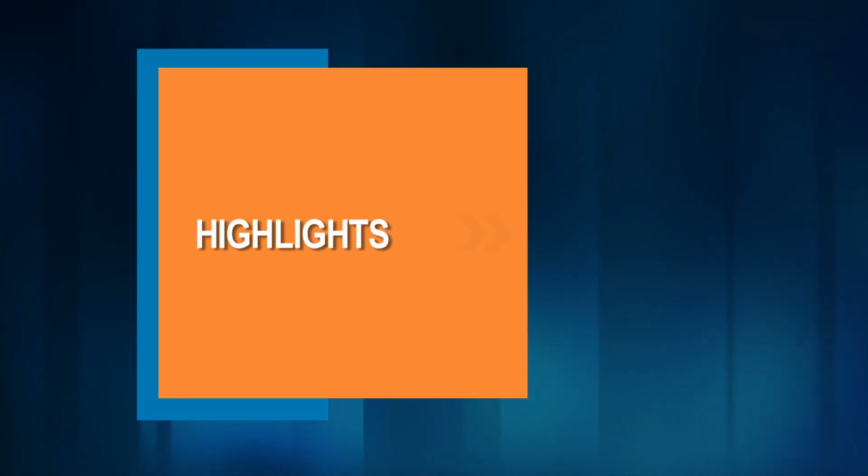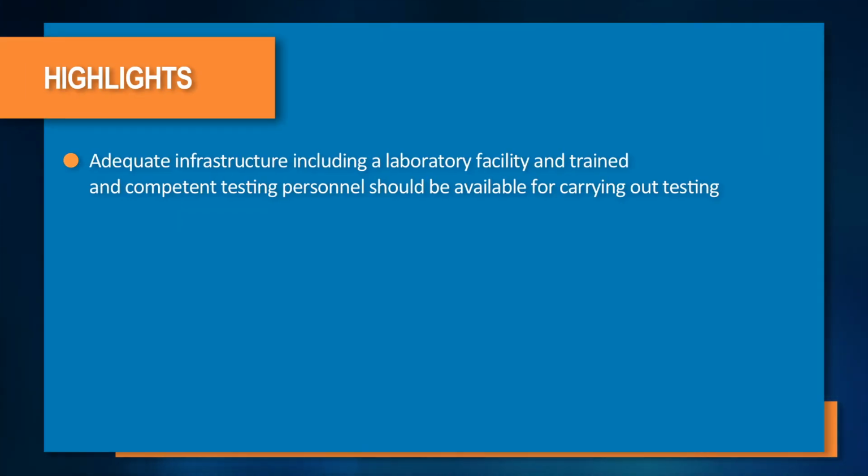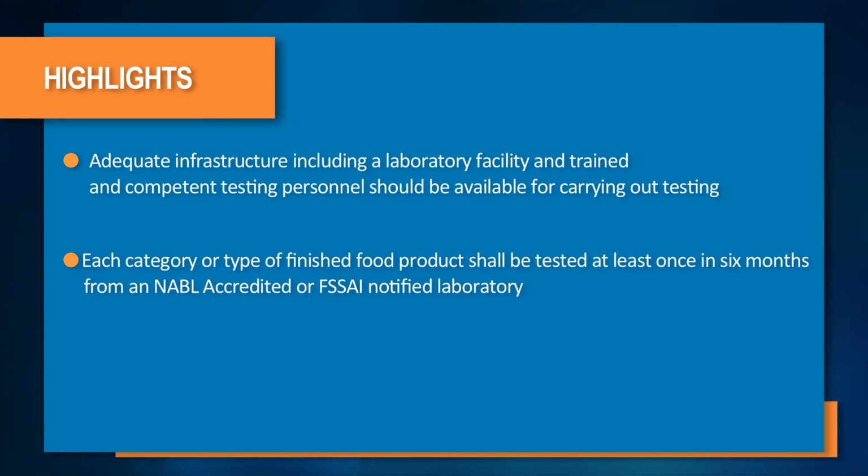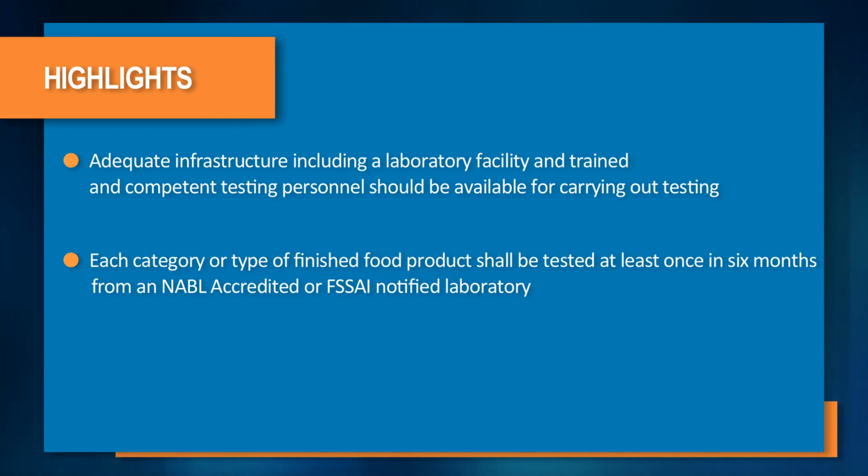Thus, the main points to remember are: adequate infrastructure, including a laboratory facility and trained and competent testing personnel, should be available for carrying out testing. Each category or type of finished food product shall be tested at least once in 6 months from an NABL accredited or FSSAI notified laboratory. Records of testing shall be maintained.